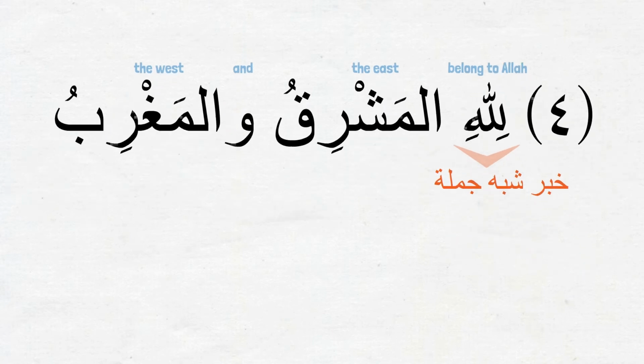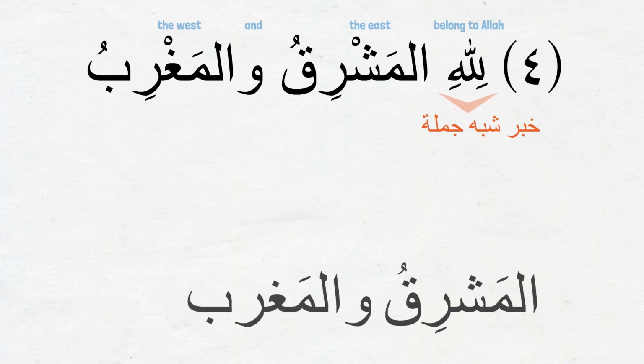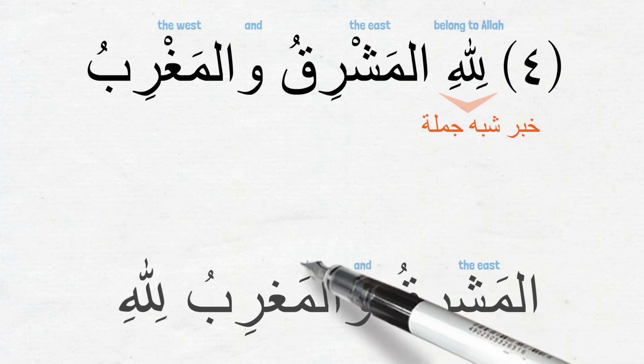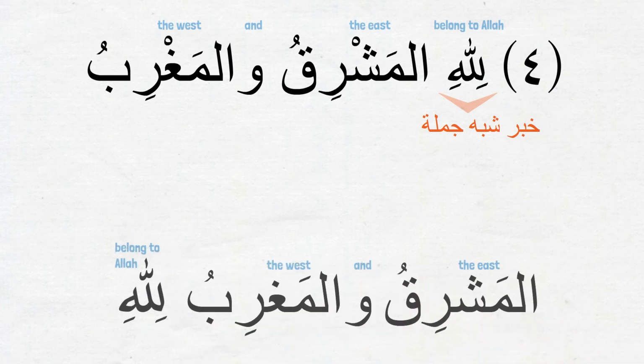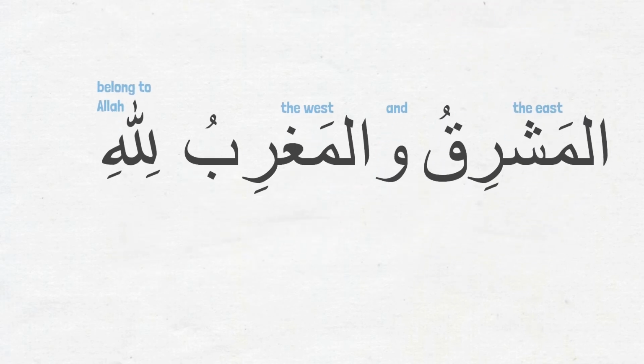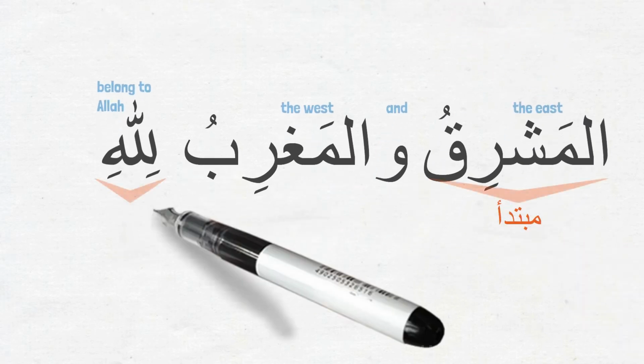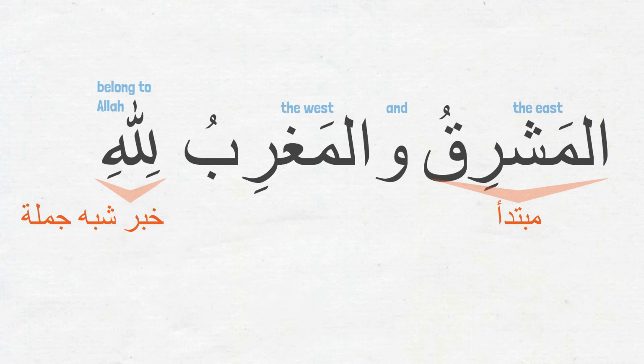We can rewrite the sentence in regular order as al-mashriqu wal-maghribu lillahi. The east and the west belong to Allah. Now it is much easier to identify the mubtada and the khabar, right? The mubtada is al-mashriqu and the khabar is the jar majroor lillahi, which is the shibhu jumla type khabar. And in the middle, wa is harfu atf or connecting harf.